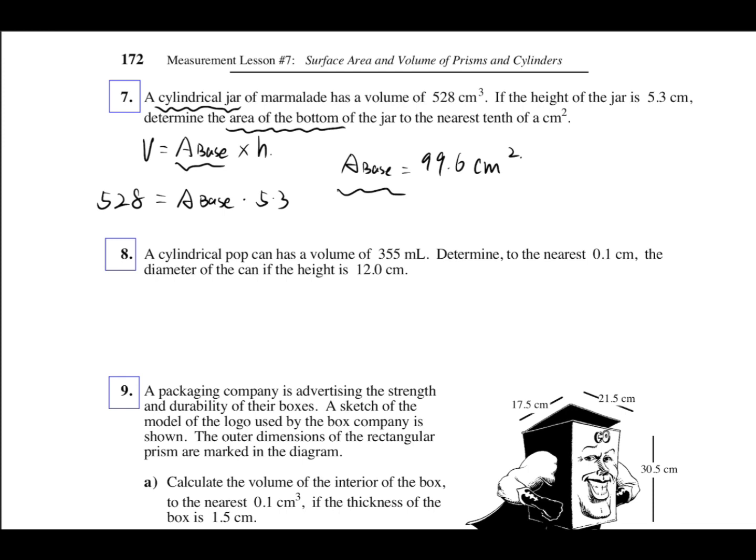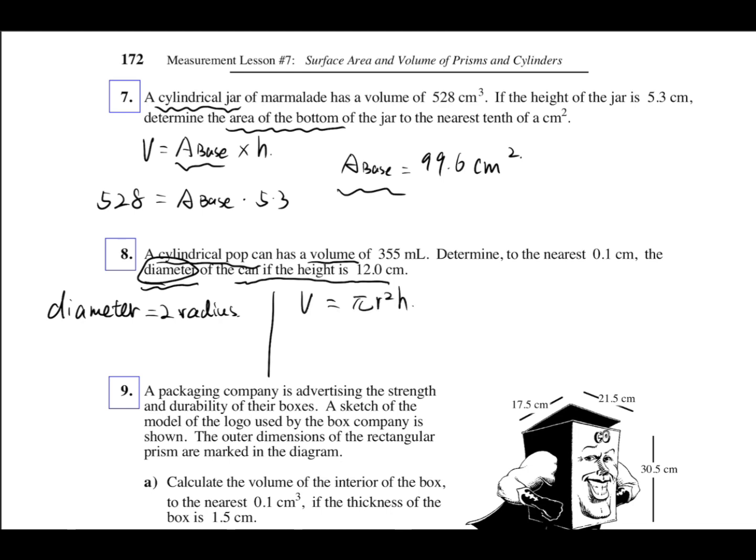The last one, a cylindrical pop can, so we know this is a cylinder, and the volume. We need to use the volume formula, and we need to determine the diameter of the can if the height is 12. So we want the diameter. The diameter equals 2 times the radius, so when we find the radius, times 2 is the answer. So now we have the volume equals pi r squared times height, and we put in the numbers: 5355 equals pi r squared times 12, and then r equals 3.068 centimeters, and then the diameter equals 2 times 3.068, so it equals 6.1 centimeters.